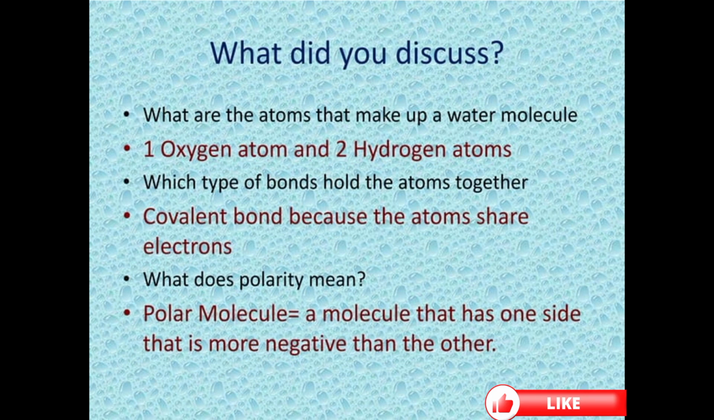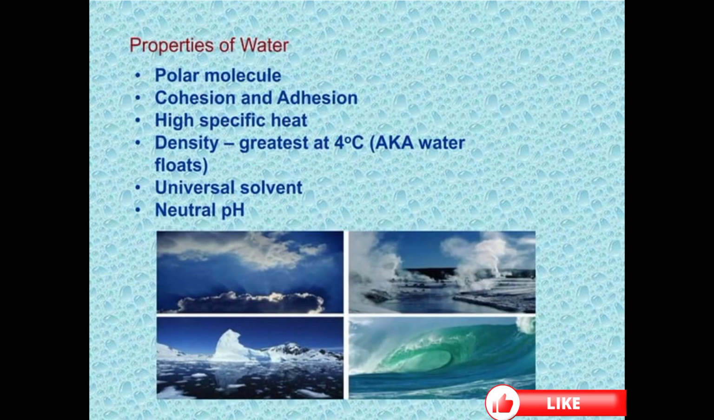What are the atoms that make up a water molecule? One oxygen atom combined with two hydrogen atoms forms a water molecule. Which type of bond holds the atoms together, or which type of bond is present in a water molecule? A covalent bond, because the atoms share electrons; such a bond is known as a covalent bond. What does polarity mean? A molecule that has one side that is more negative than the other is known as a polar molecule.